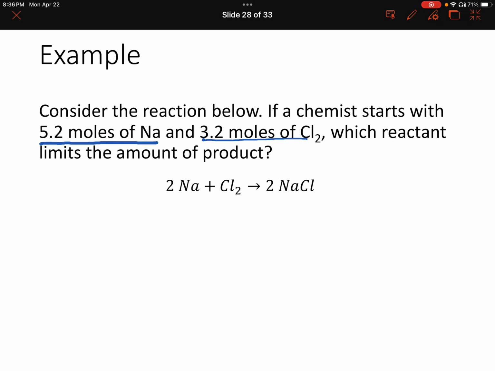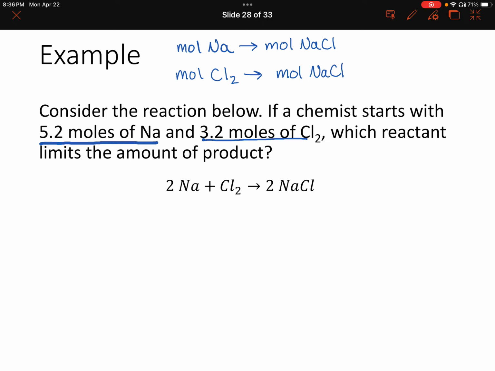Okay, so we're given information about both reactants. So we want to first convert moles of sodium. So we're kind of in the middle of our flow chart. We already have moles, so we just want to convert moles of our reactant to moles of our product. And we'll do the same for chlorine. We'll convert that to moles of product.